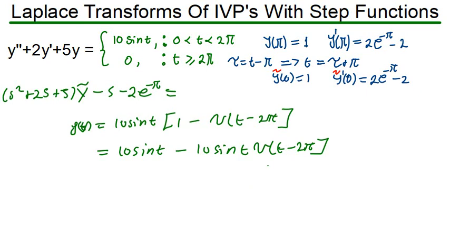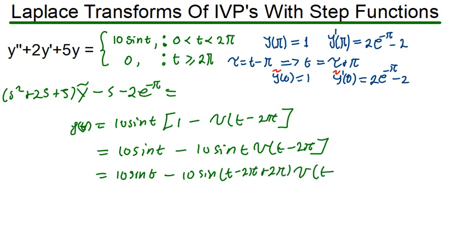So what I mean is that for this one here, we have to shift it by the right amount, because it's been shifted by 0 and we want to shift it by 2 pi. To confirm that it's really going to be 10 sine t minus 2 pi multiplied by u of t minus 2 pi, I'll have to confirm using this. I'll say 10 sine, where there's t here, I'll say t minus 2 pi plus 2 pi there, then you have your u of t minus 2 pi there like that.